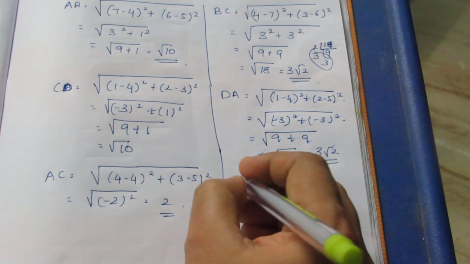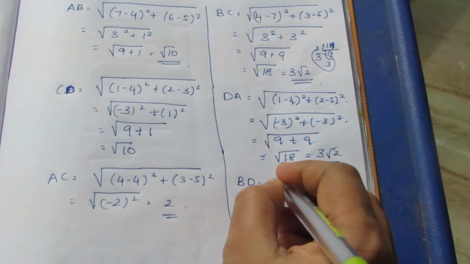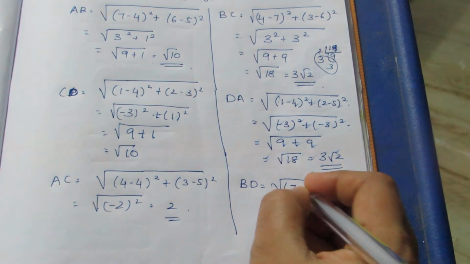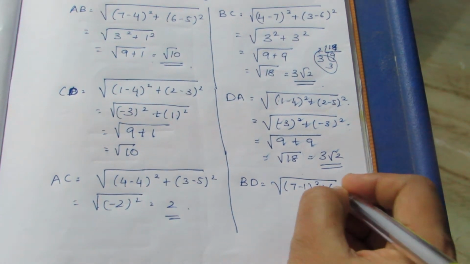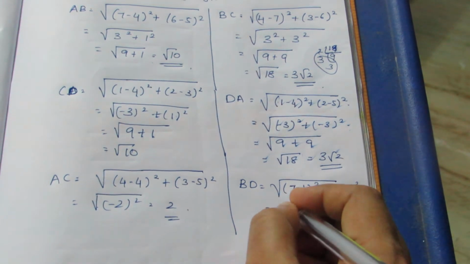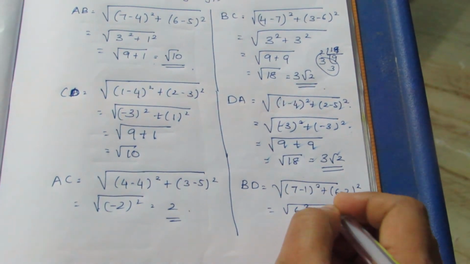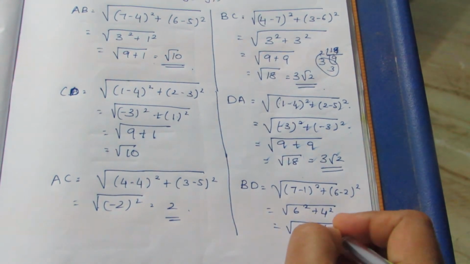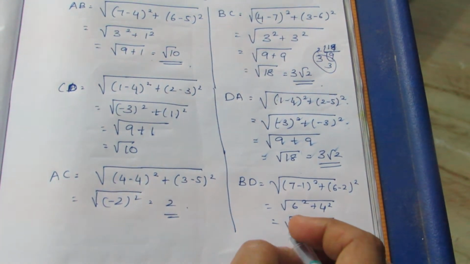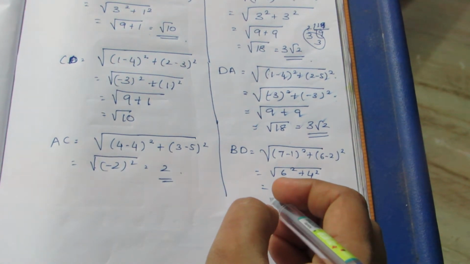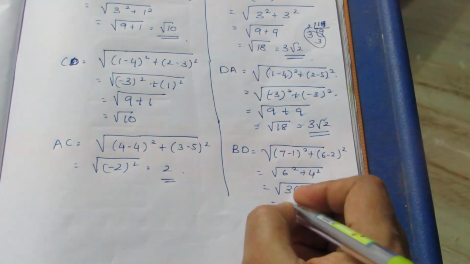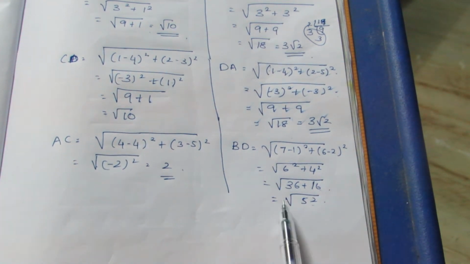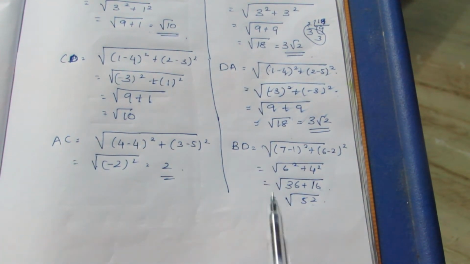We'll find BD. For BD, root of 7 minus 1 the whole square plus 6 minus 2 the whole square. Here it becomes 6 square plus 4 square. 6 square is 36 plus 4 square is 16. So this becomes root 52. There is no need for prime factorization because we know that these two are not equal.